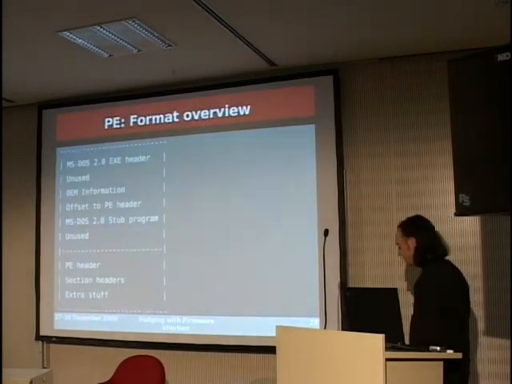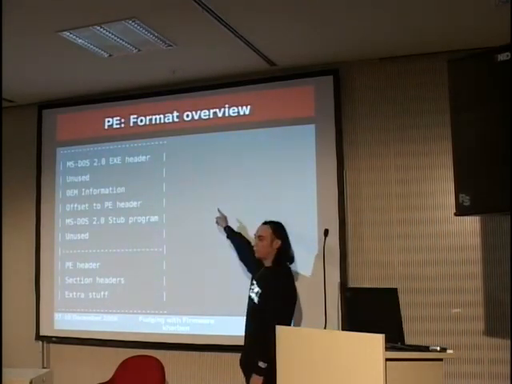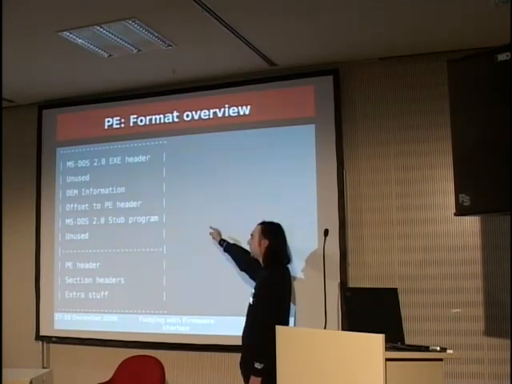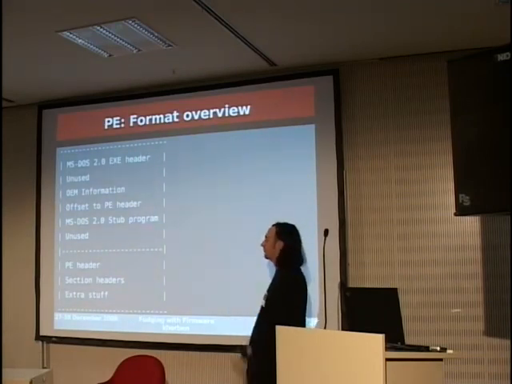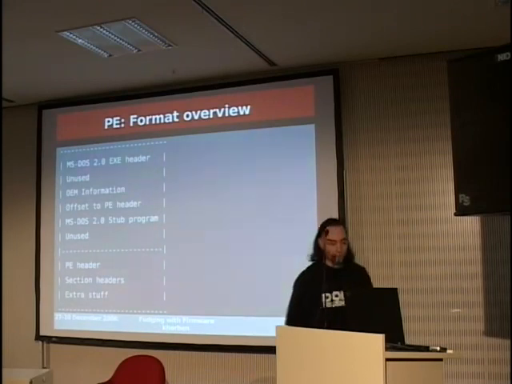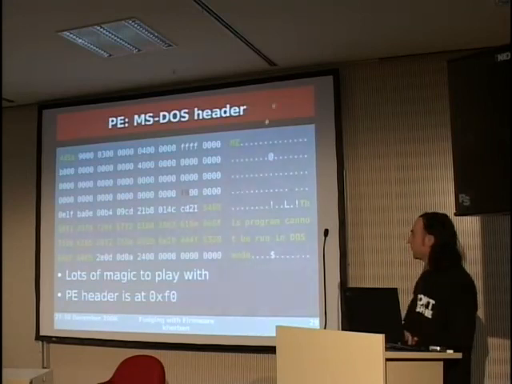So the file format is looking like this. You have first an MS-DOS 2 header, which is nowadays waste, I think. Then you have more waste. You have some information about the vendor. Then you have finally the offset to the actual header. Then you have more waste, a stub program to say this program cannot run. More waste. And finally, what we are looking for, the actual header with the extra stuff. The actual MS-DOS header is looking like this. So we have magic.